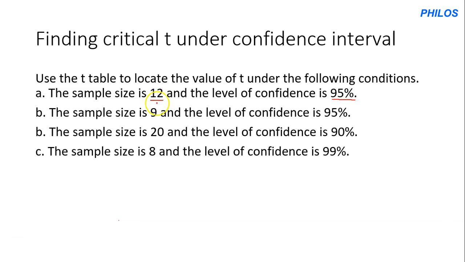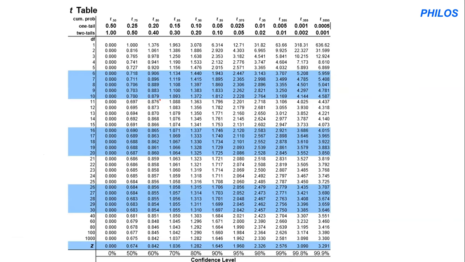Then you also find degree of freedom. That is n minus 1. So our n is 12. So 12 minus 1 will give you 11. So you go to the T table.